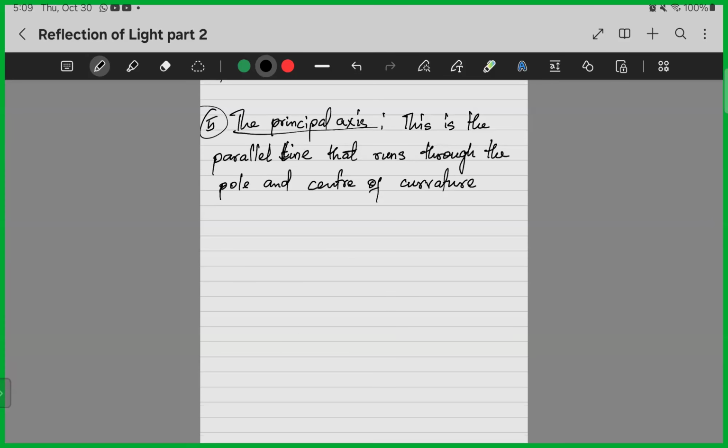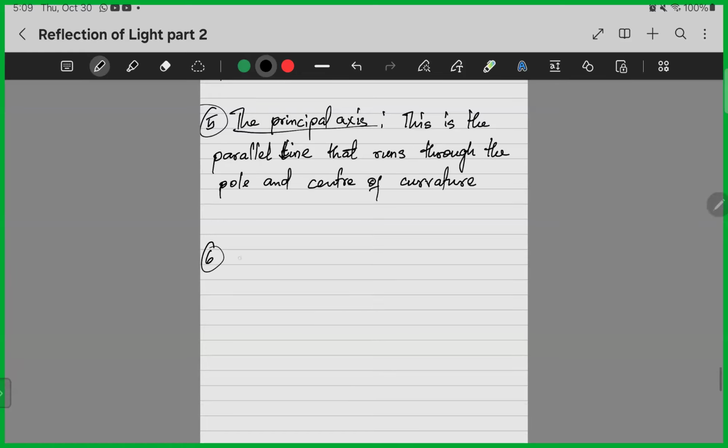The principal focus. That's our F now. The principal focus. Let's talk about that. But this time around, we're going to talk about it for a concave mirror and for a convex mirror. So we're saying the principal focus for a concave. Let's start with a concave mirror first.